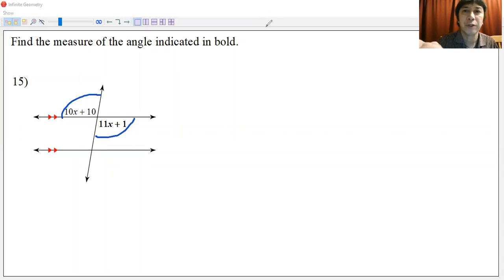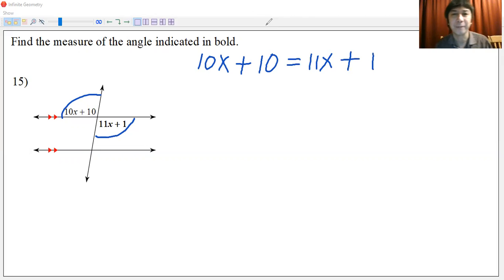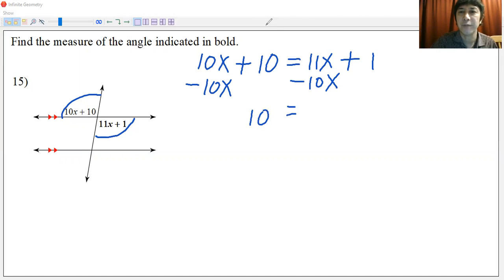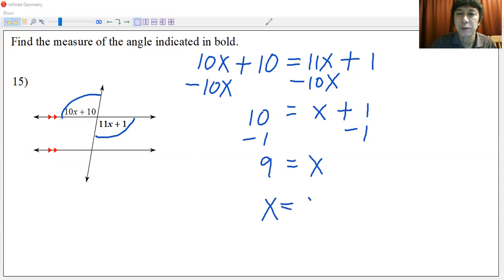So we have the working equation. That's 10x plus 10, and this is equal to 11x plus 1. We subtract 10x from both sides, and this is 10 equal to 11x minus 10x, which is 1x, or simply x, plus 1. Then we subtract 1 from both sides, and this is 9 equal to x, or we appropriately write it x equals 9.